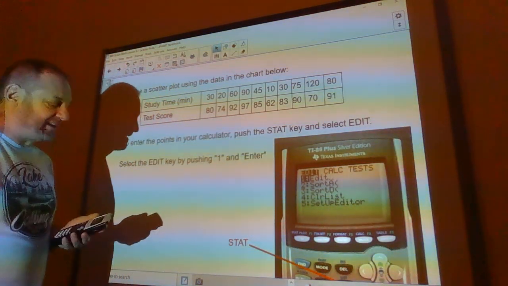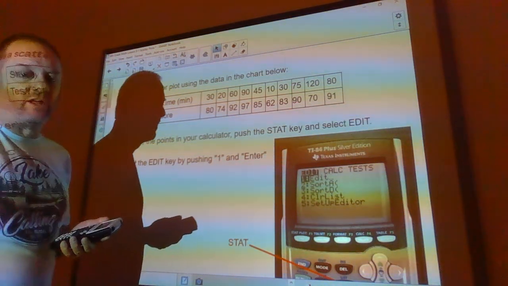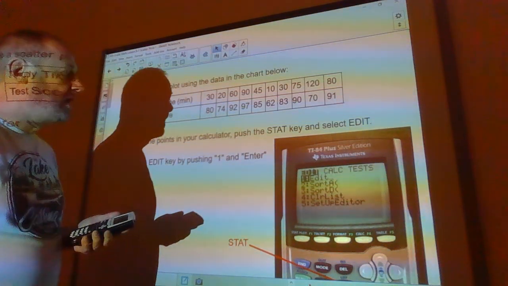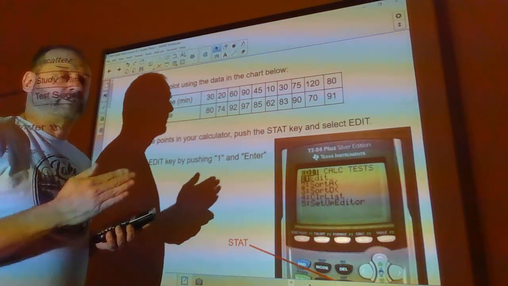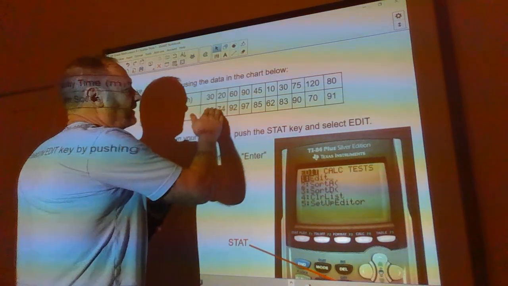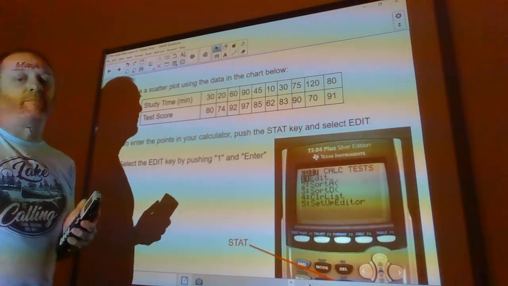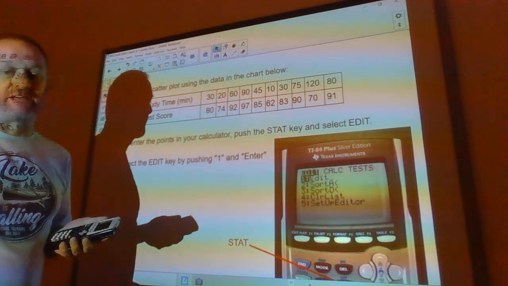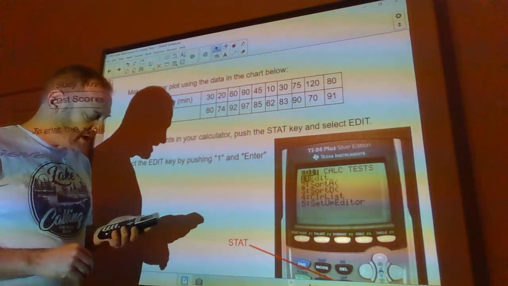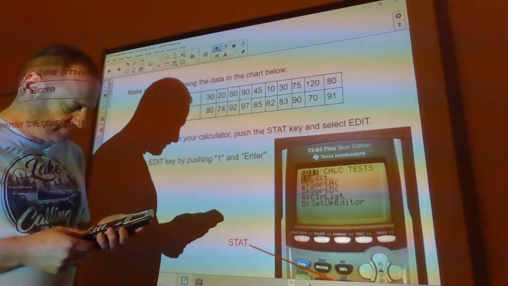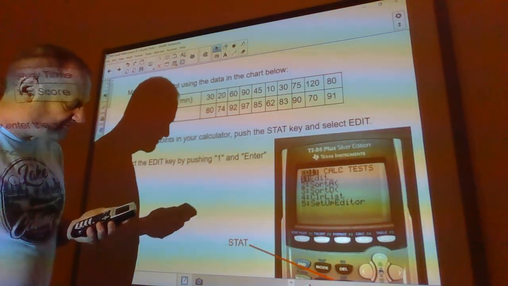Now the next key says SCL, scale. Okay, that's going to determine how I'm going to count. Now I'm going from 0 to 130. I'm not going to count by ones because I'm going to have so many little dots on there, I'm not going to be able to see anything. So I'm going to count by tens. Okay, so I enter 10 for X scale.